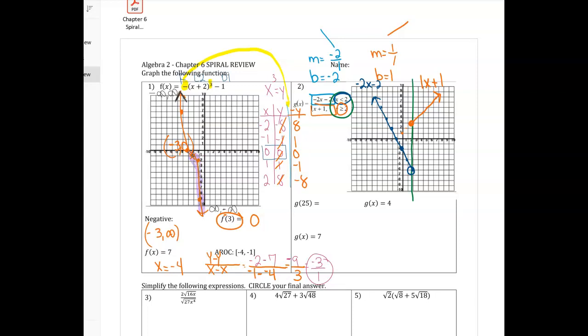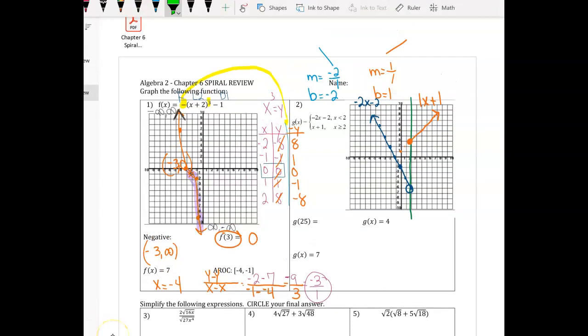So I'm going to do a little erasing here so I can read what's going on. So I need to see where is x = 25. So this x being 25 fits in here because 25 is bigger than 2. So because the 25 is greater than or equal to 2, I'm going to put 25 into x plus 1. And that's going to give me an answer of 26.